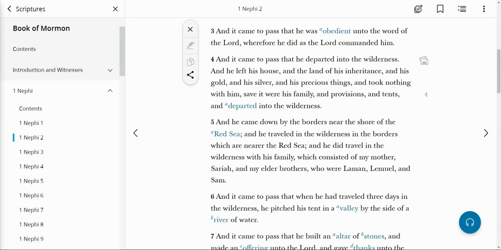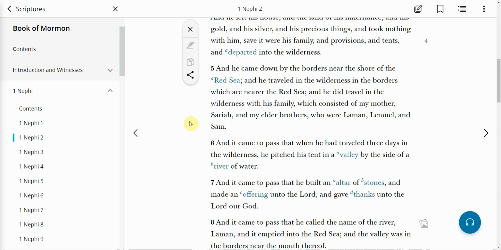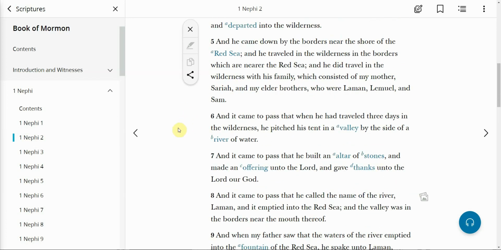So let's pull up the Book of Mormon here and start reading about Lehi's leaving Jerusalem and his journey in the wilderness. So here we are in 1 Nephi chapter 2, and I'm going to start with 4. I'm just going to recap 4. It says that he departed with his family and his possessions, his tents and things. And in 5, I'm going to read 5, 6, 7, 8, and 9. I'm going to go ahead and read those quickly.